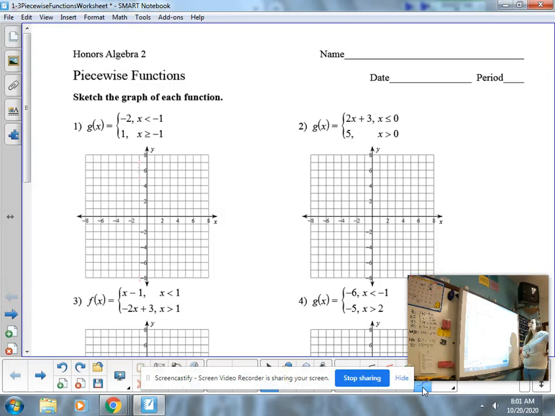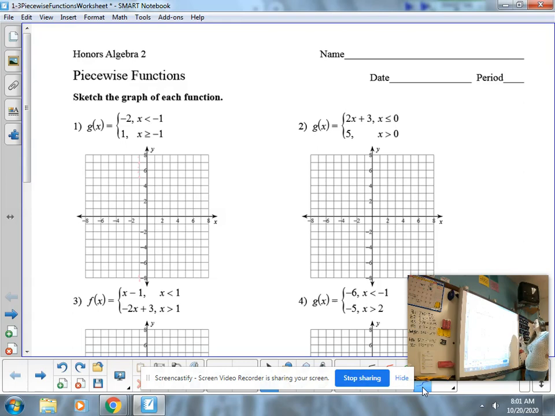This video is going to give you some guidance on how to do the worksheet on piecewise functions, mainly because these are a little bit different than the ones we went through with the examples in class. So I just wanted to give you guys some input on how to do those. So number 2 here is the first one that I'm going to do.